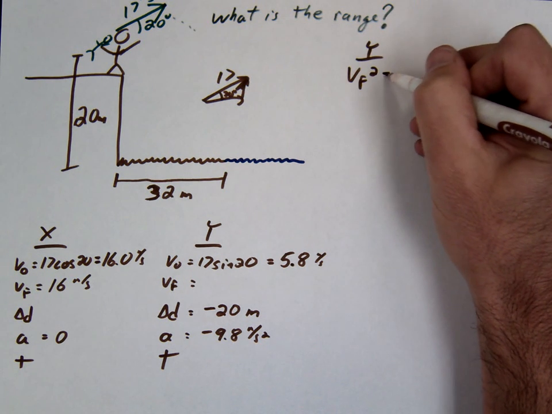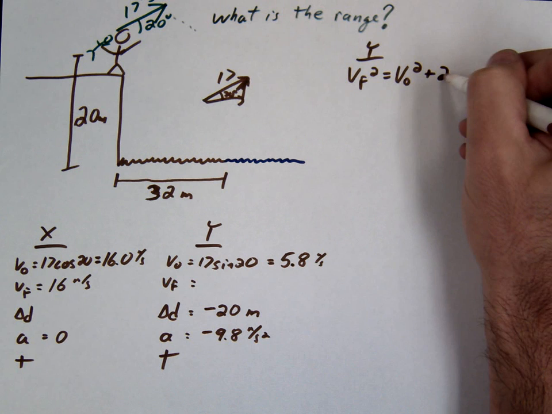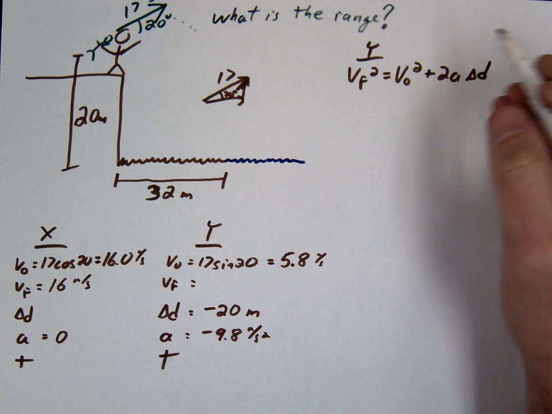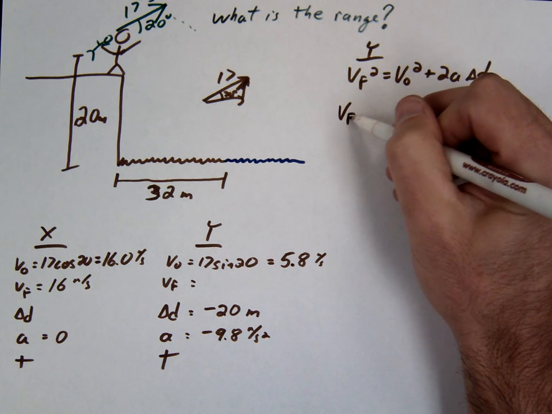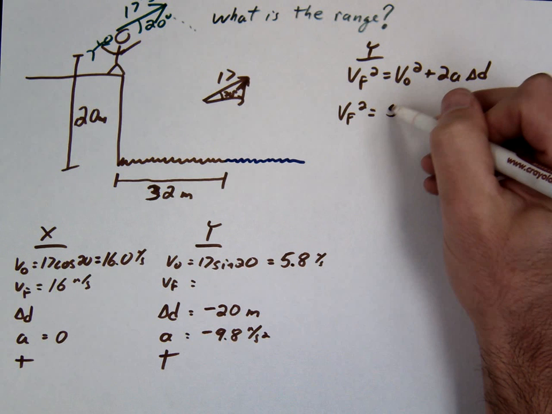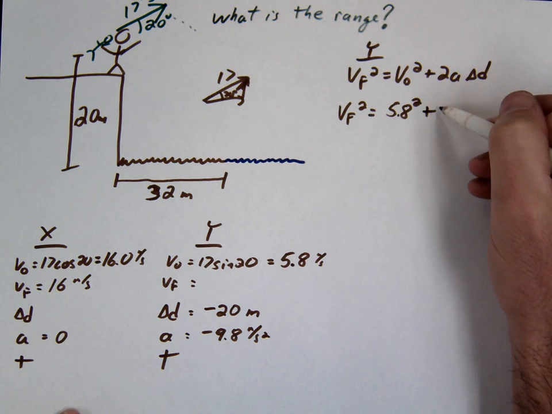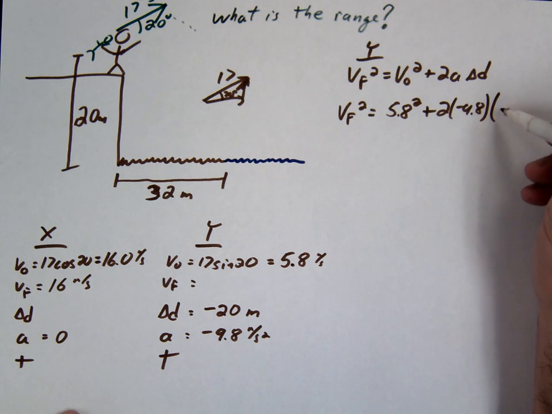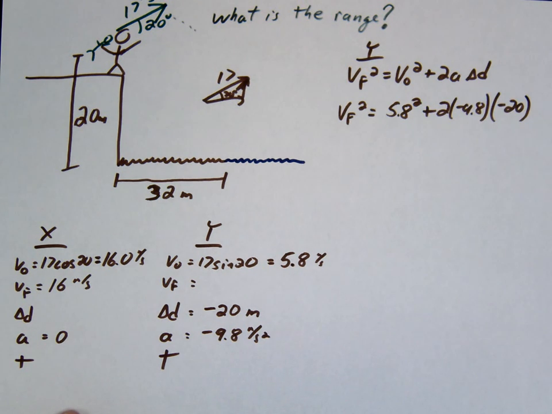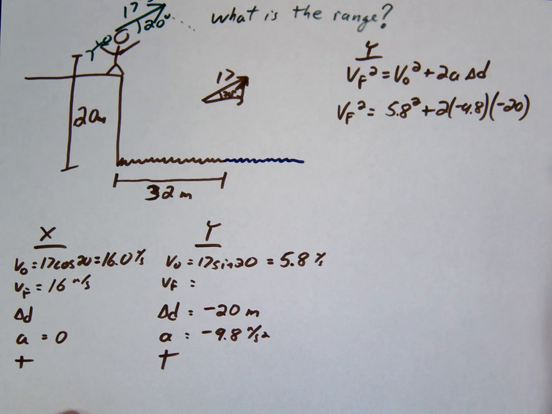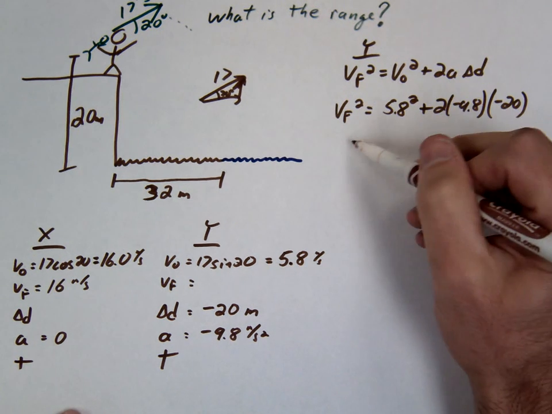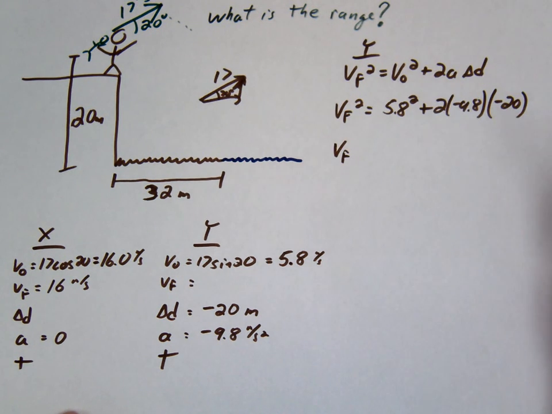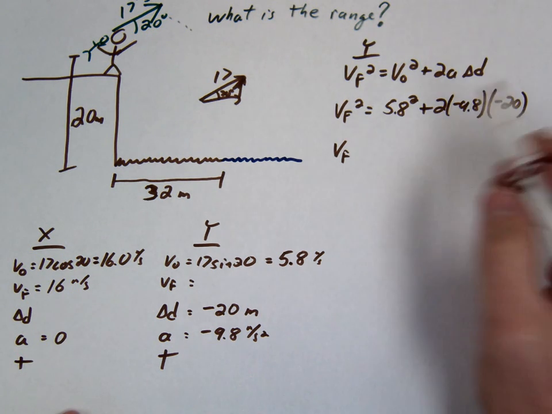So we're going to use VF squared equals 5.8 squared plus 2 times negative 9.8, and our delta D was negative 20. Now it is important, if you didn't plug in a negative 20, you are going to get the wrong answer. Sometimes you forget the negative and you can figure it out. Oh, I get a negative answer. It should be positive. In this case, you will actually get the wrong answer.